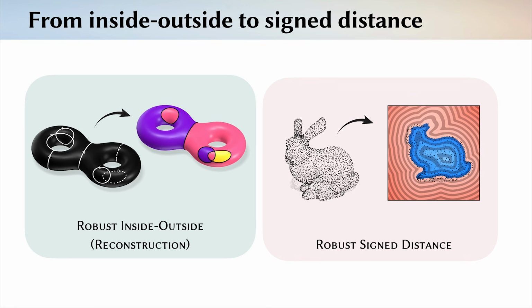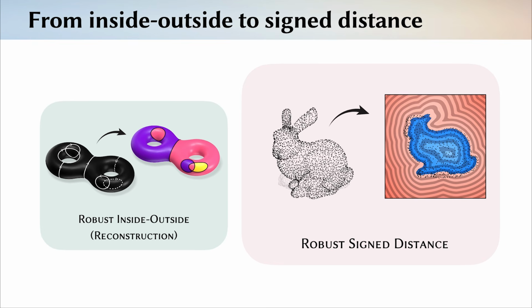Beyond inside and outside, we further asked how to also recover distance to a well-behaved reconstruction of corrupted geometry. This means that robust sign distance itself depends on a well-defined notion of inside and outside.